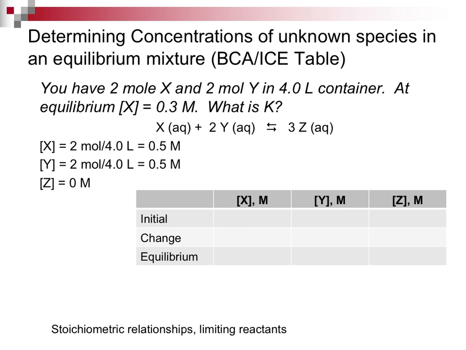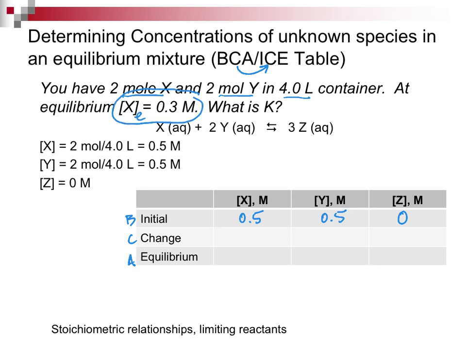That brings us to transitioning you from a BCA to an ICE table. Prior to starting this, what I did is I worked out as many numbers as I could. It says you have 2 moles of X and 2 moles of Y in a 4 liter container. So what I did is I found, because equilibrium constants require molarity, we have 0.5 of X, we have 0.5 of Y, and we have no Z whatsoever.